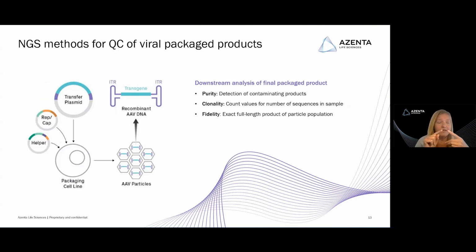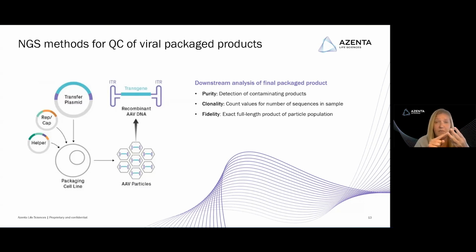With the purity, we want to make sure that we're able to see our recombinant AAV DNA and no other products. That's going to be that backbone, the other two plasmids, or any of that packaging cell DNA. Clonality is we want to make sure that our ITRs and transgenes are totally correct. We don't have any sequence variants. There were no mutations that cropped up during this whole development process.